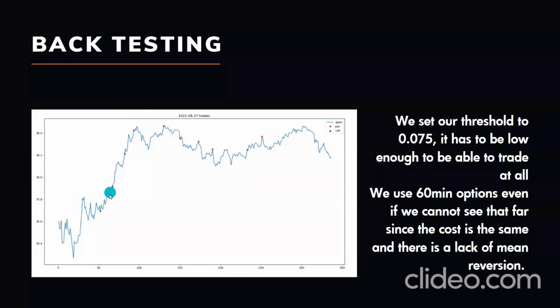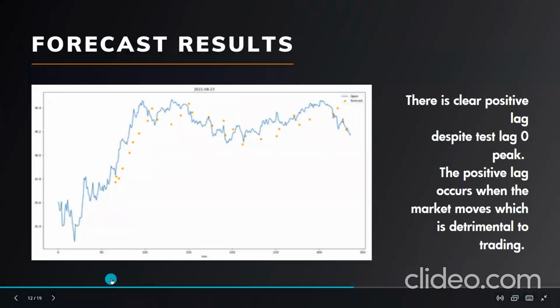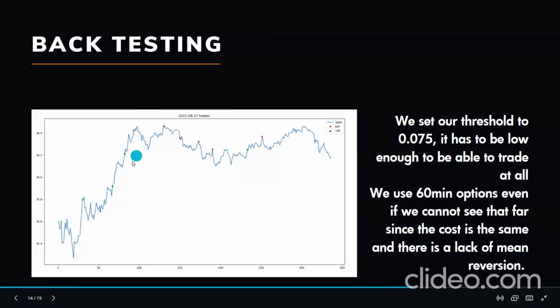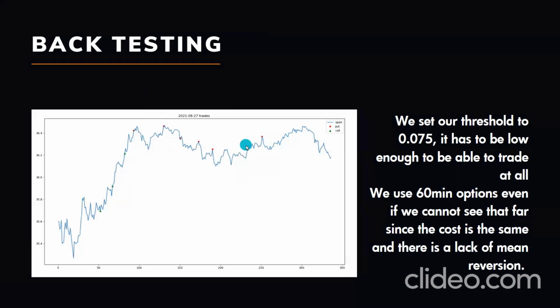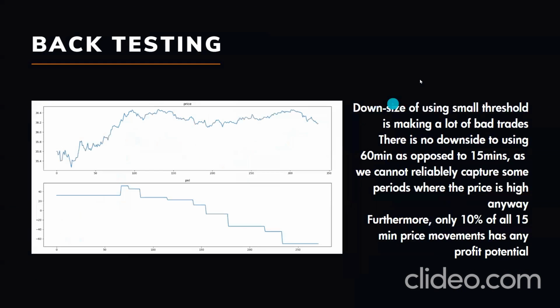When the price is going up, it's making calls, and when the price is going down, it's putting puts. However, the price movements here are not large enough to make up for the cost of the call and put option, and therefore this strategy loses money.